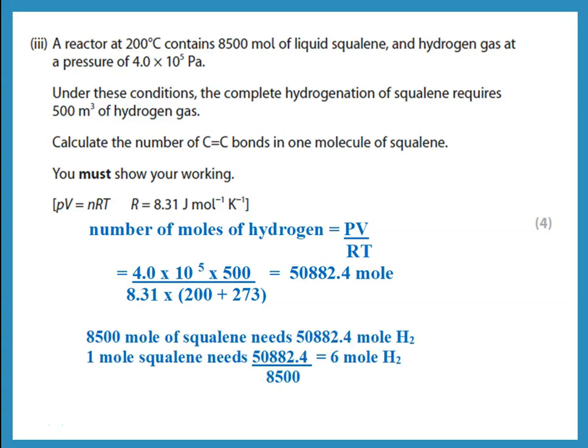And looking at the information, he says 8,500 mole of squalene needs this number of moles that we calculated. So 1 mole will need how many? With a simple cross multiplication, that means I will need 6 moles of hydrogen, and that means that I have 6 carbon-carbon double bonds.